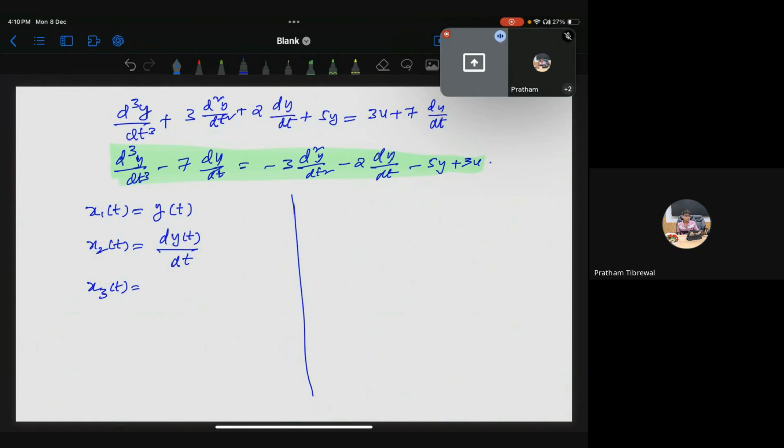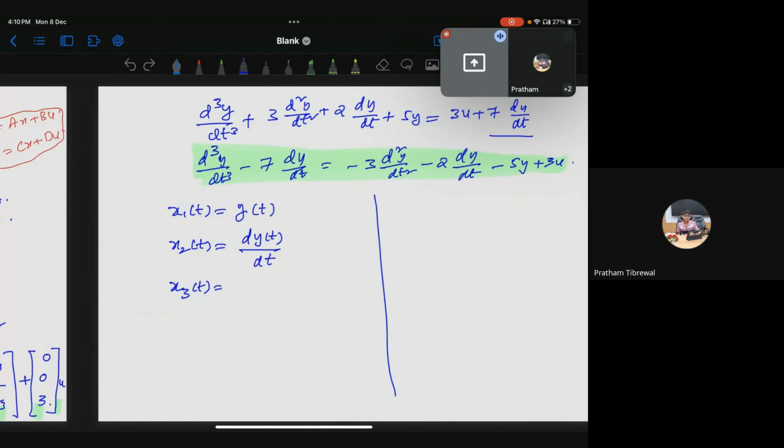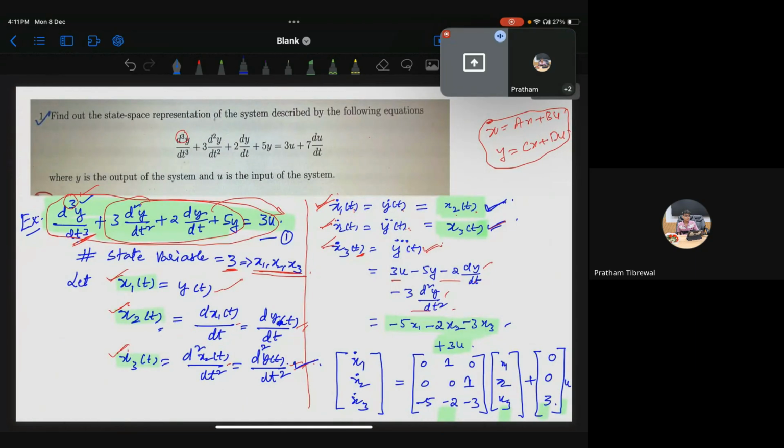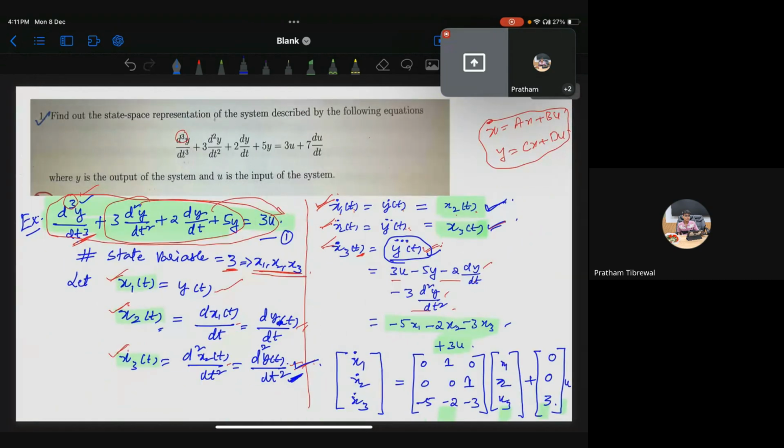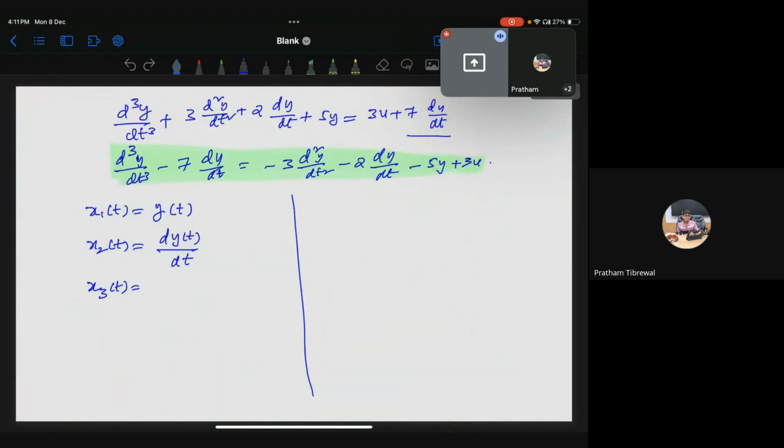Now tell me what I should choose here. Previously this term was not there. Now we are including that term also. Previously I wanted this term only, so I chose my x3 as one order below that, correct? Now I want my x3 dot to be this one. What should I choose now here? Tell me.